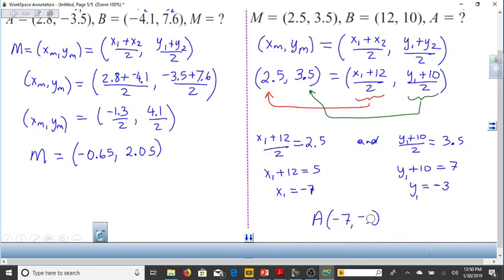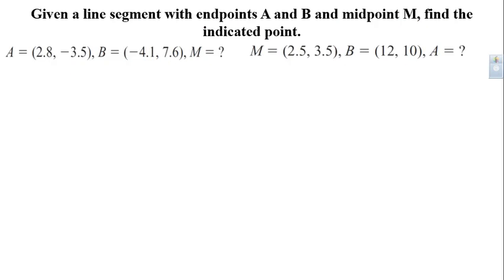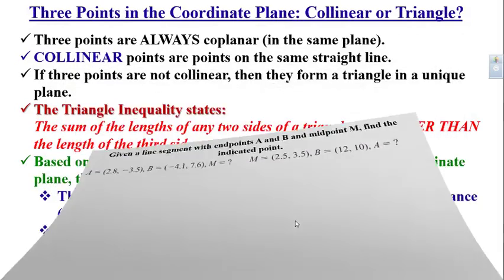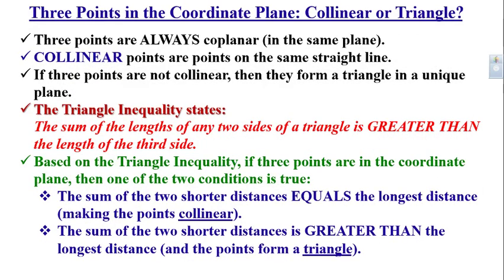Very simple if you know the concept and the process. I encourage you to practice numbers of these to get a good hang of them. Now, our next issue that we want to deal with is to identify whether 3 points are collinear or whether they form a triangle. And if they form a triangle, what type of triangle do they form?